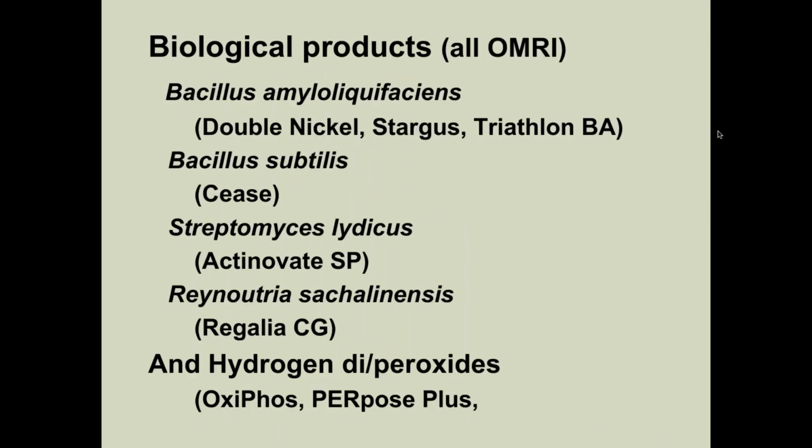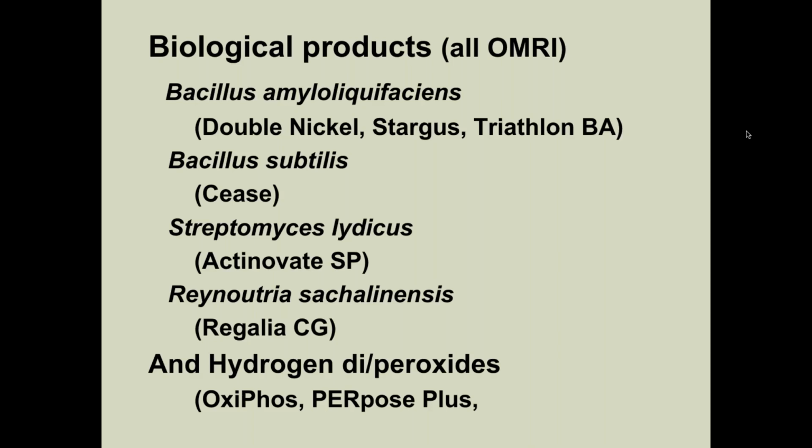So biological products, we have several that are effective against downy mildew as well. The Bacillus amyloliquefaciens products such as Double Nickel, Stargus, and Triathlon are all very good against this, as is Regalia. The one thing I'm going to mention about Regalia is it is a plant activator, so it is not a curative. Matter of fact, none of your biological products are really curatives.